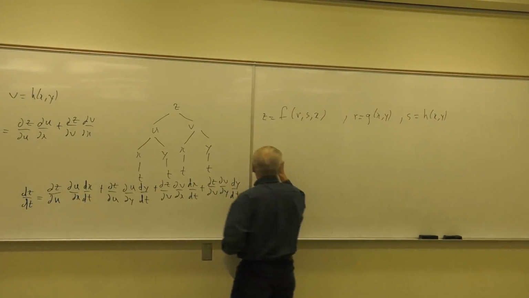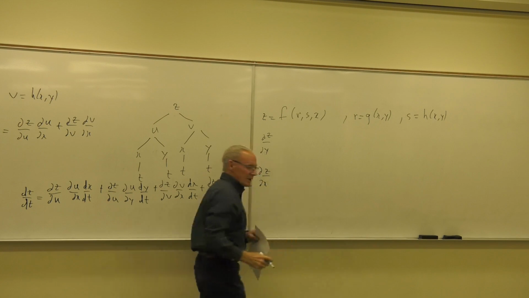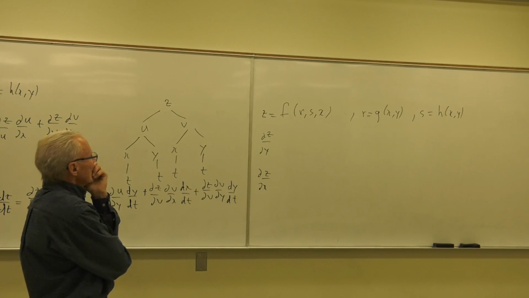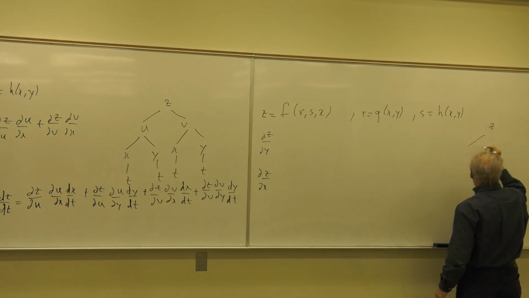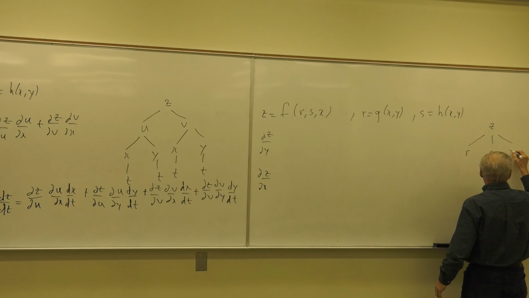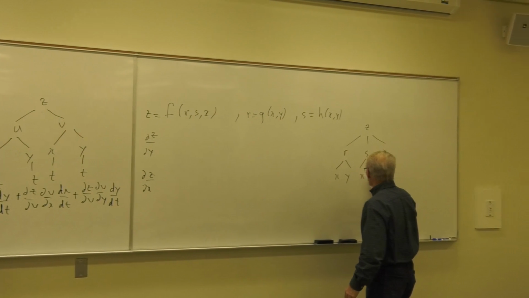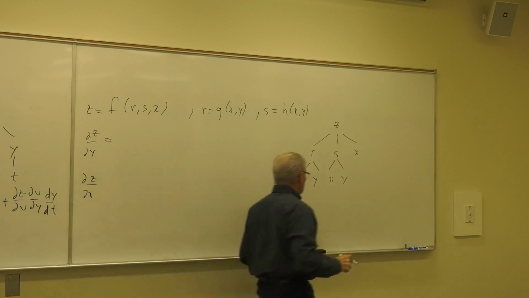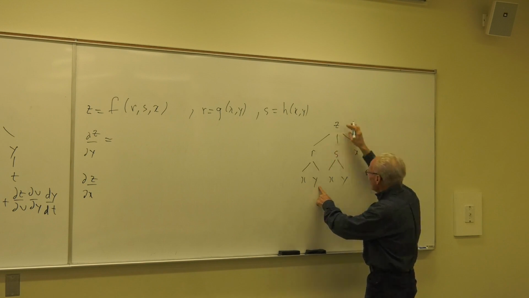And I want us to calculate two things: ∂z/∂y and ∂z/∂x. I want us to calculate those two partial derivatives. Schematic: z on top, r, s, and x. r is a function of x and y, and s is a function of x and y. So if we want ∂z/∂y, we will take all possible paths from z down to y in the schematic, and there are 2 of them.